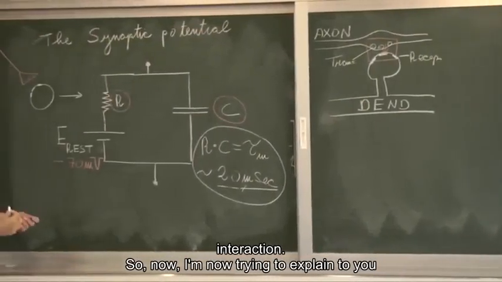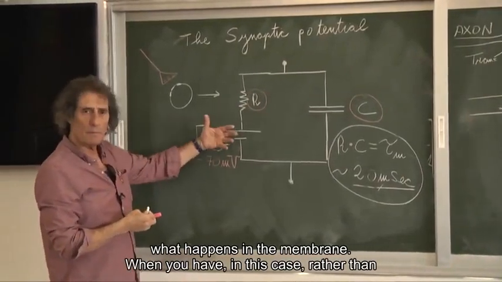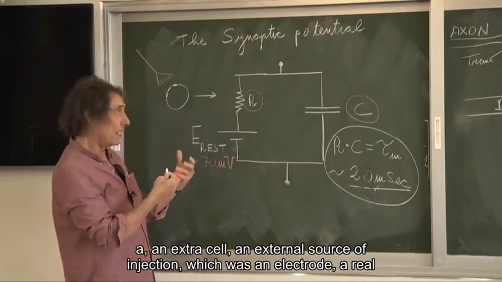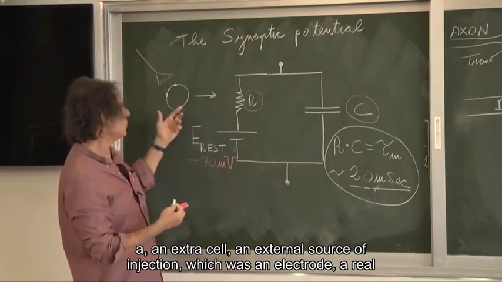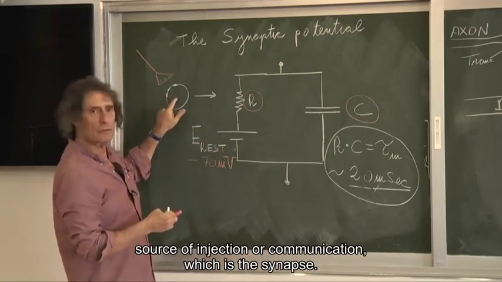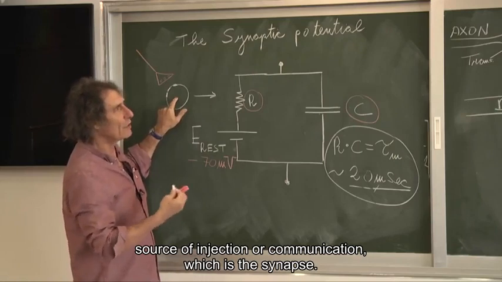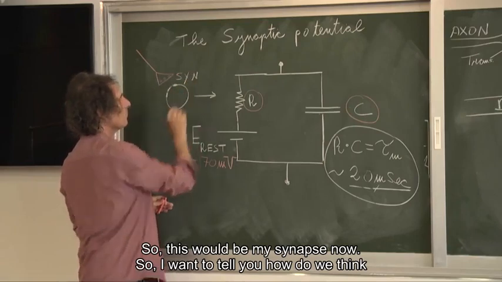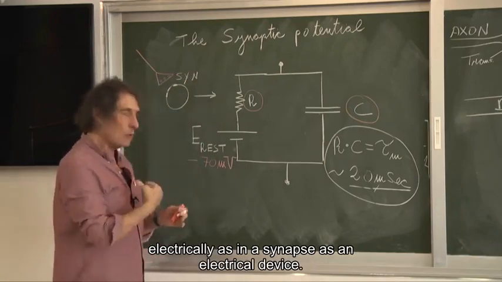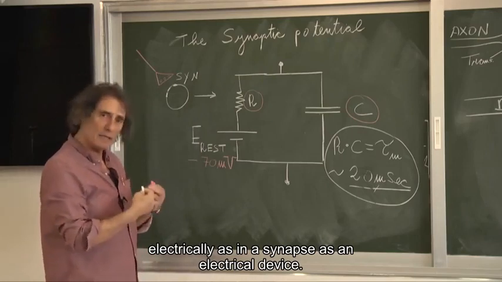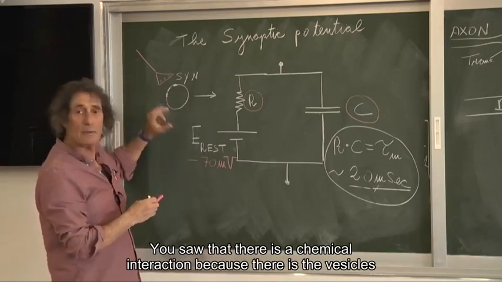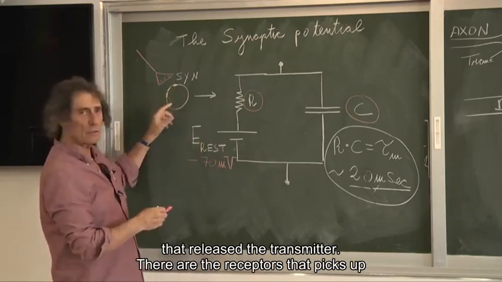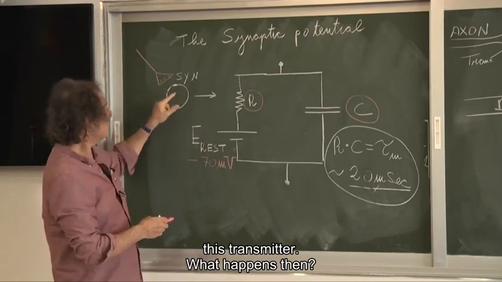So now I'm trying to explain to you what happens in the membrane when you have, in this case, rather than an external source of injection, which was an electrode, a real source of injection or communication, which is the synapse. So this will be my synapse now. So I want to tell you how we think electrically of a synapse, as an electrical device. You saw that there is a chemical interaction because there are the vesicles that release the transmitter. There are the receptors that pick up this transmitter. What happens then?